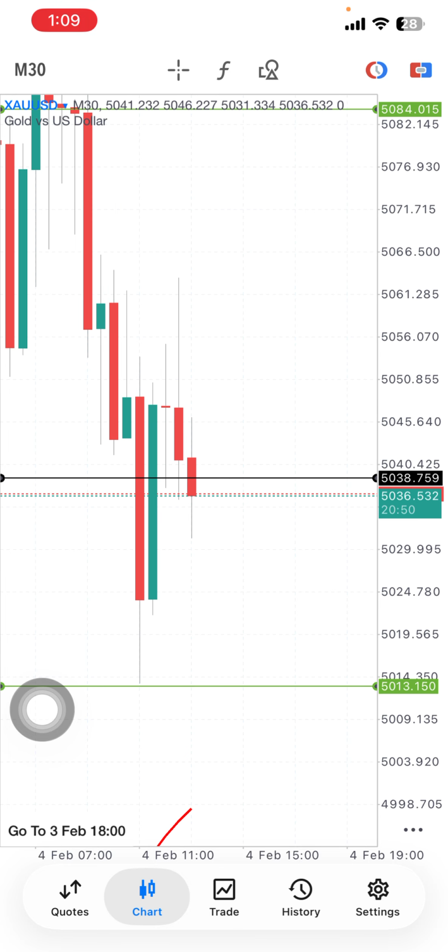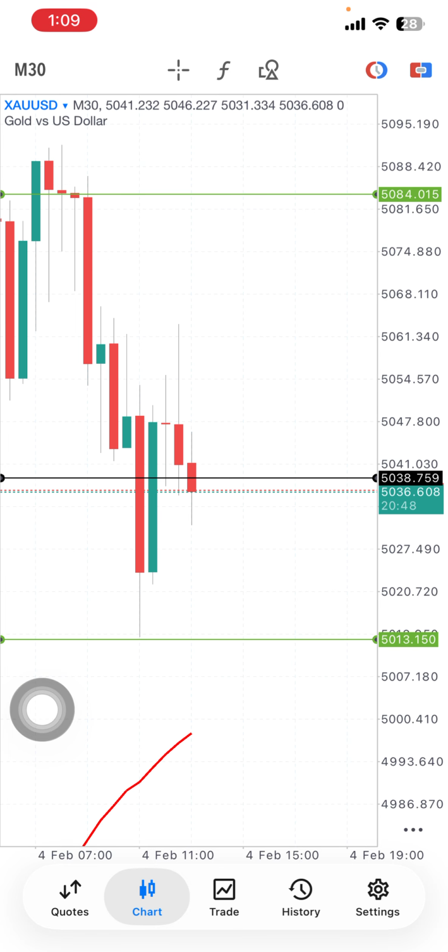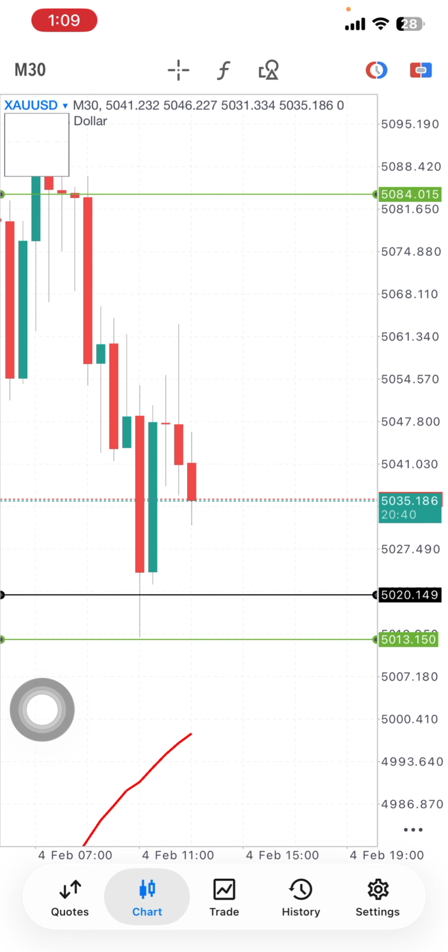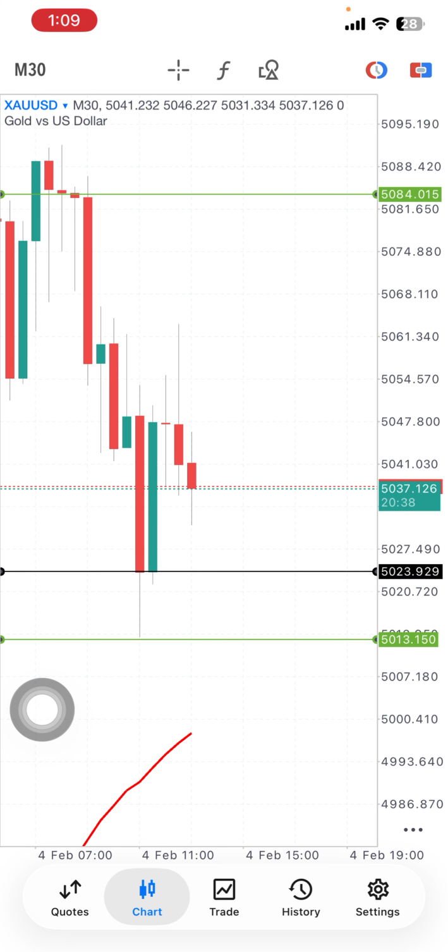So this is the 30-minute candlesticks. Now the 30-minute candlesticks has created what? A support, close to the area of rejection. The 30 minutes have created a support close to the area of rejection. Let's see what happened.